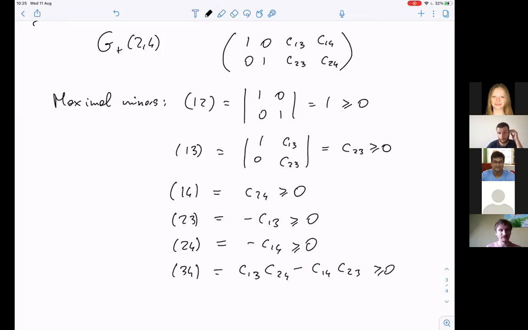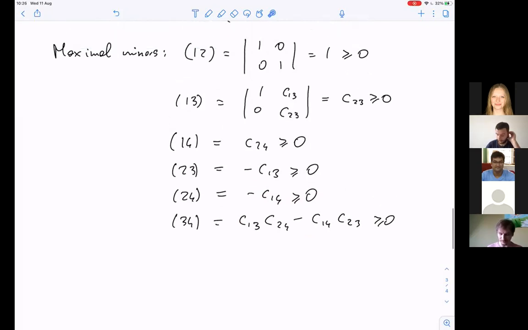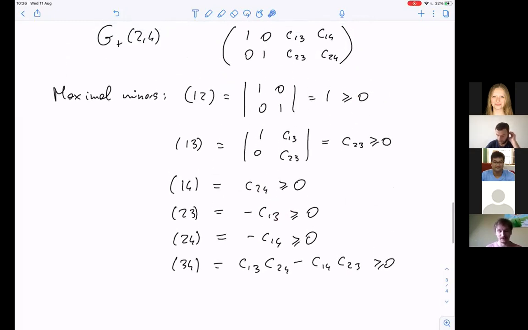So it just tells me that I cannot take any C's. For example, I need to take a positive C23 and a positive C24, but a negative C13 and negative C14, and additionally, this condition has to be satisfied. Okay, so if I find C's which satisfy all these 6 inequalities, then I found an element of the positive Grassmannian.